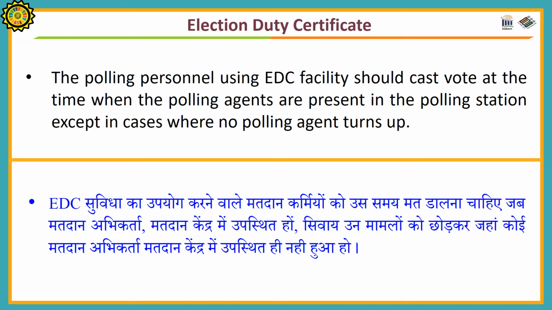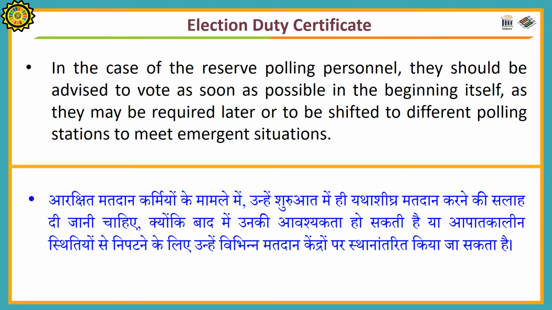The polling personnel using the EDC facility should cast the vote at the time when the polling agents are present in the polling station, except in cases where no polling agent turns up. In the case of the reserve polling personnel, they should be advised to vote as soon as possible in the beginning itself, as they may be required later on, or to be shifted to different polling stations to meet emergent situations.